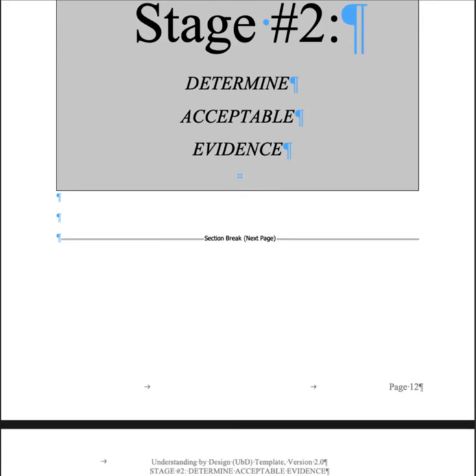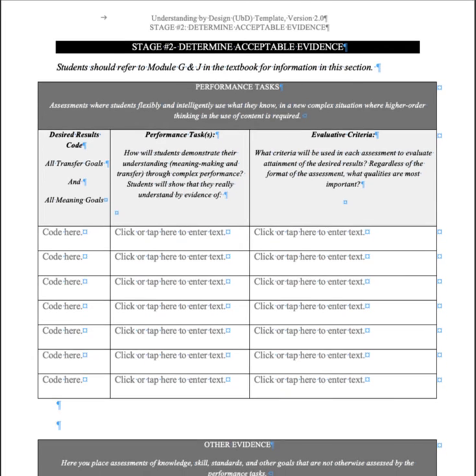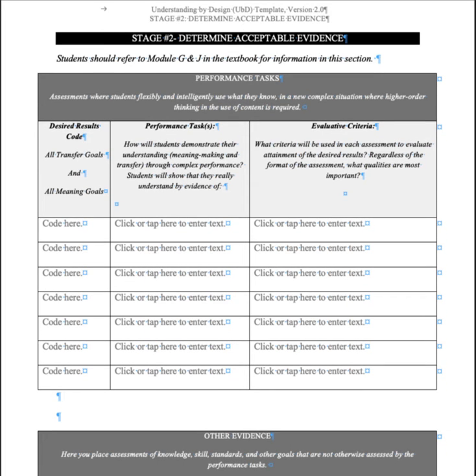In stage 2, the first section we come across is Determine Acceptable Evidence under Performance Tasks. In this section, we reach back into the previous section 1 and we grab our transfer goals and our meaning goals and the codes that we have assigned to them, and we put them right here. But before we do that, we're going to generate the task itself. The performance task is defined as how students demonstrate their understanding through complex performance. Students will show that they really understand by evidence of.